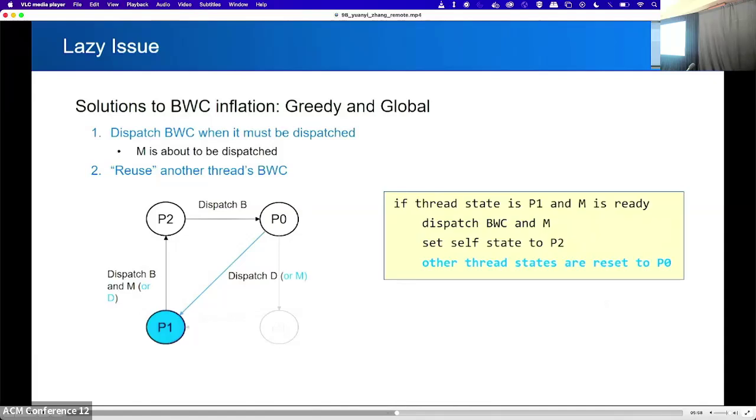The words above can be translated into this algorithm. Note the state machine also changes a little. The thread state is P1 and M is ready. The thread dispatches BWC and M and sets its state to P2. The key step is that other threads reset their states to P0, which implies that they needn't dispatch BWC.